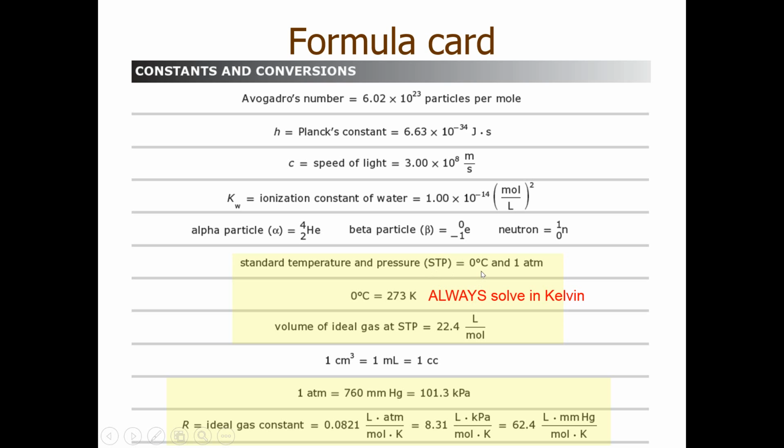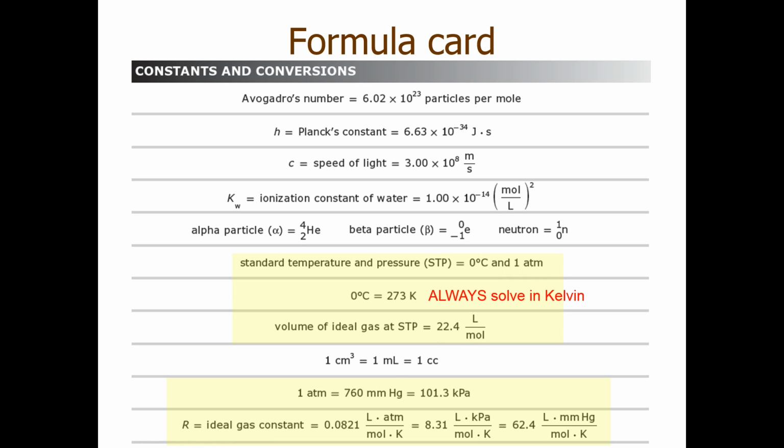Other things that are important to you is this STP here, standard temperature and pressure. That's just a very specific temperature of 0 degrees Celsius and 1 atmospheric pressure, 1 atmosphere in pressure. Another little piece of information here is that 22.4 liters per mole is equal to the volume of an ideal gas at STP. So given these two conditions, 0 degrees Celsius and 1 atm, the volume of an ideal gas will be 22.4 liters per mole.